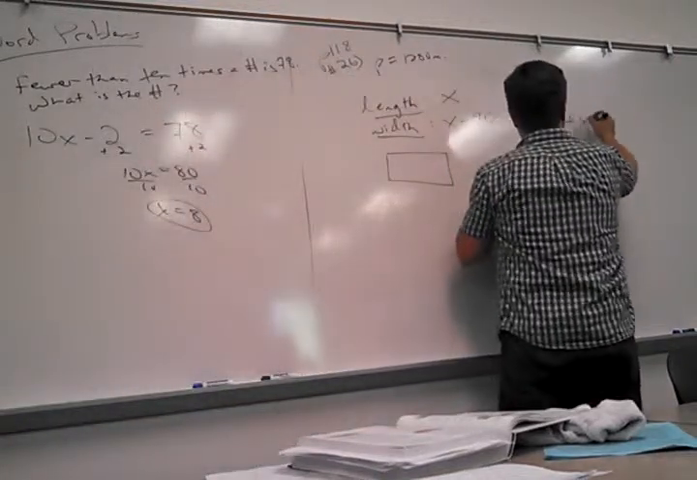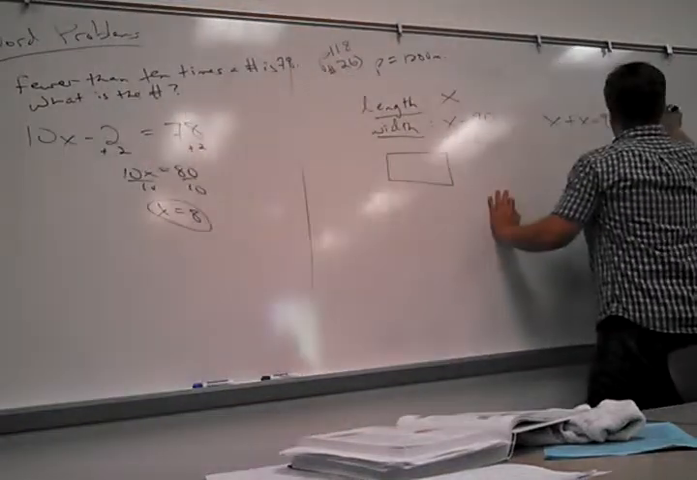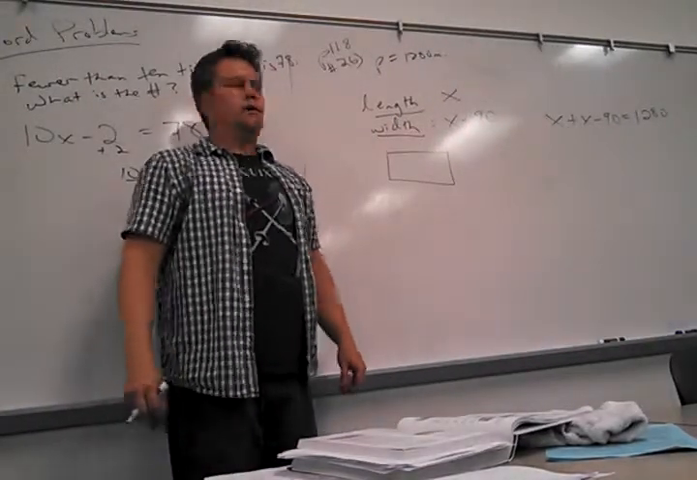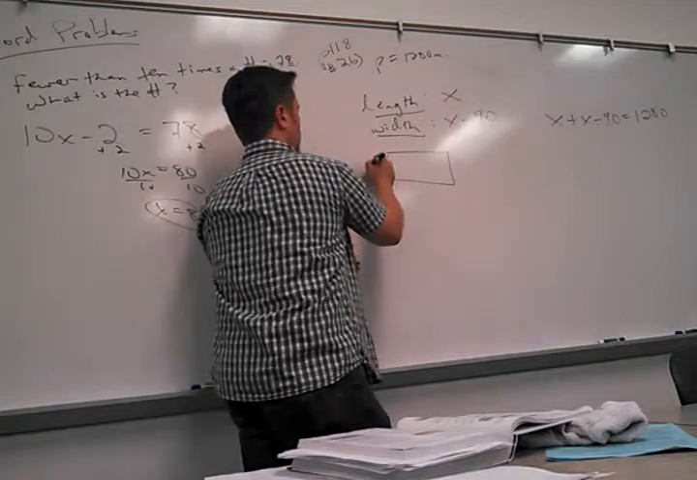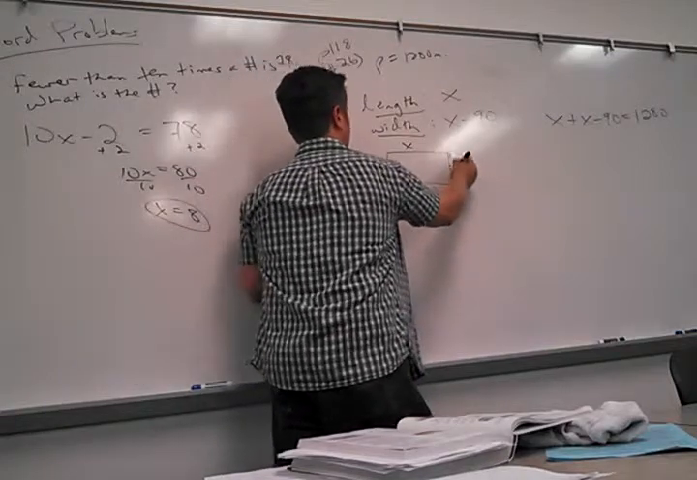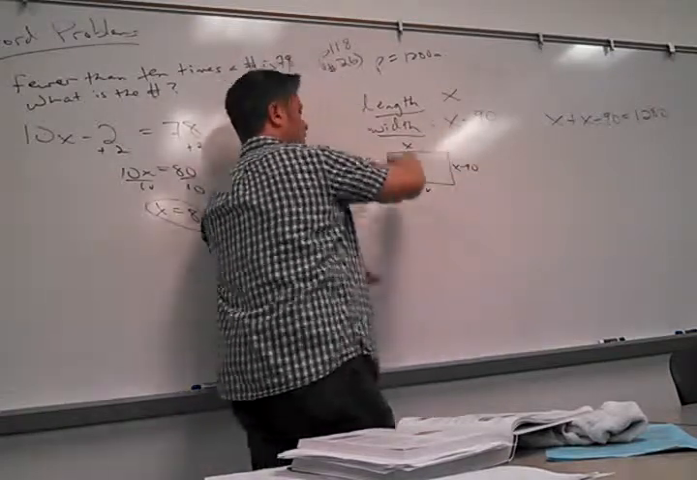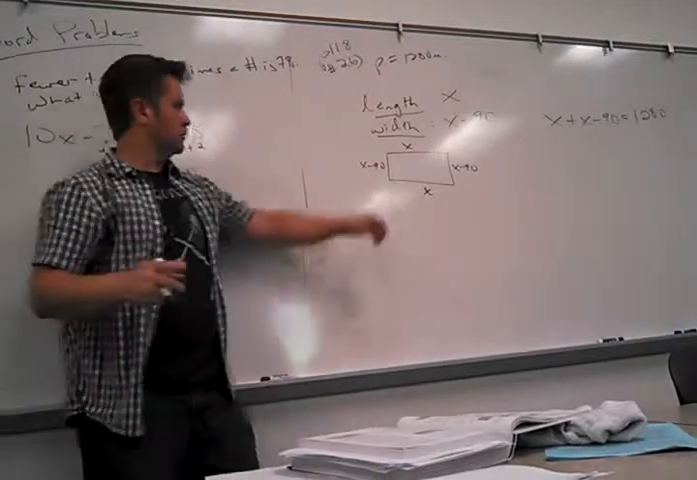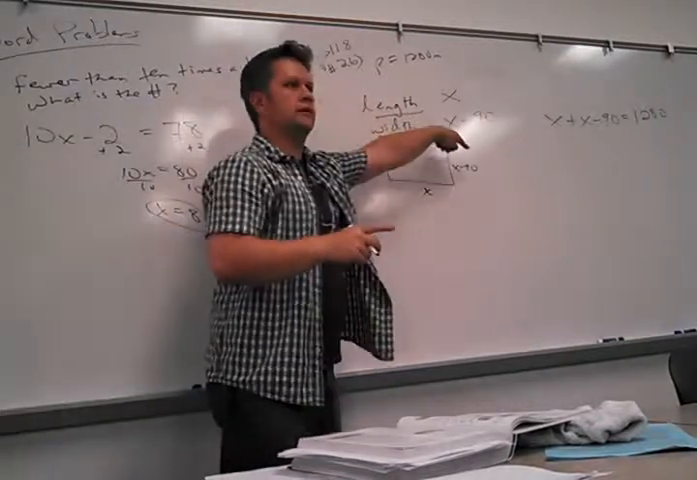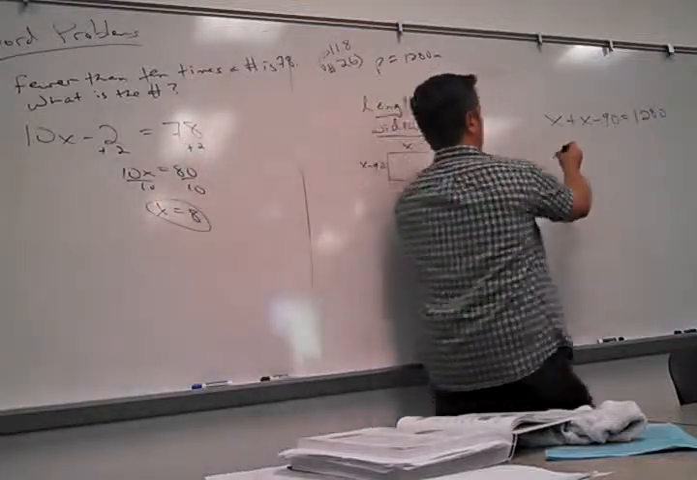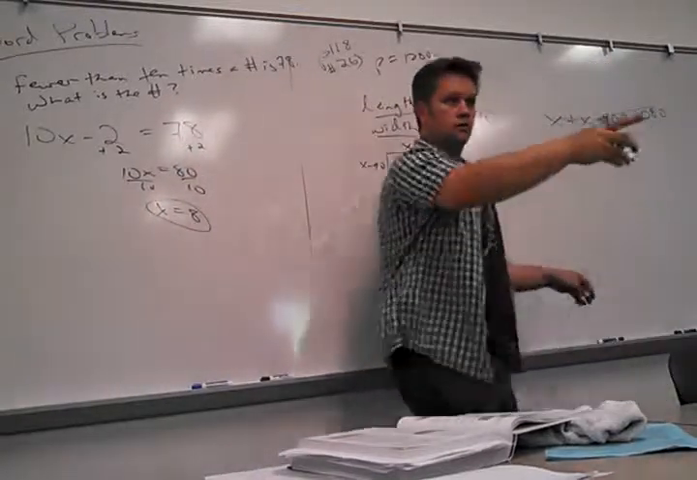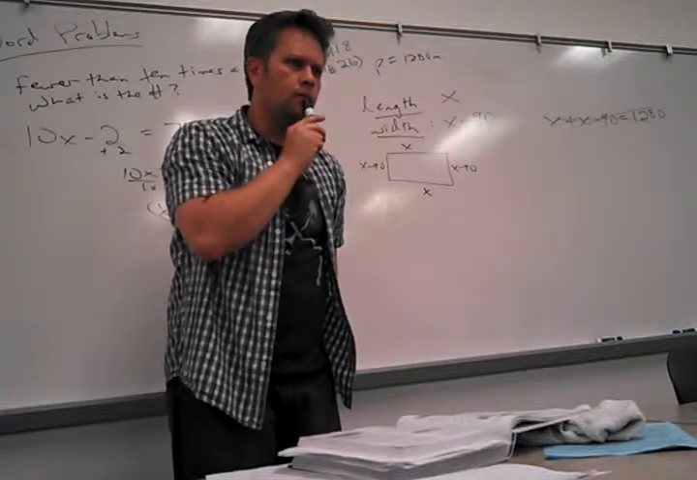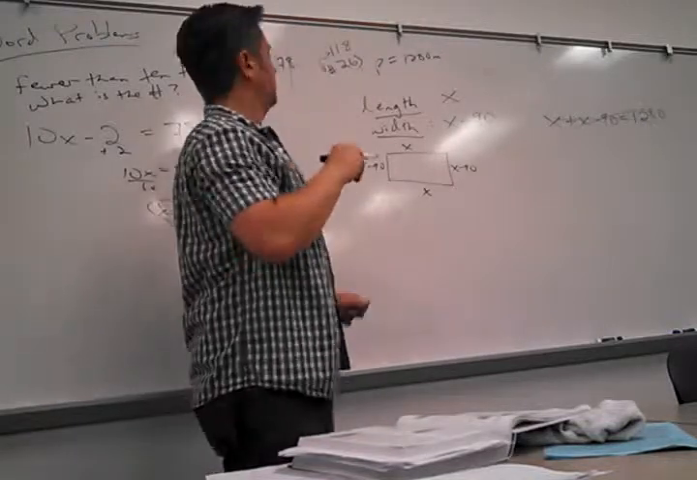This is the mistake I get. That is a mistake. Yeah, because here's the width and the length, the width and the length, so the perimeter has to be all the way around. Right, so I need 2 x's and 2 x minus 90s. Right? So it's not this. It says 90 less than the length.